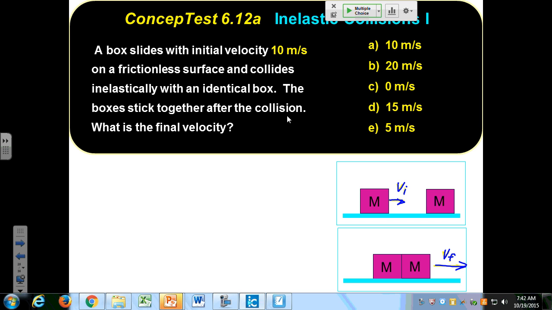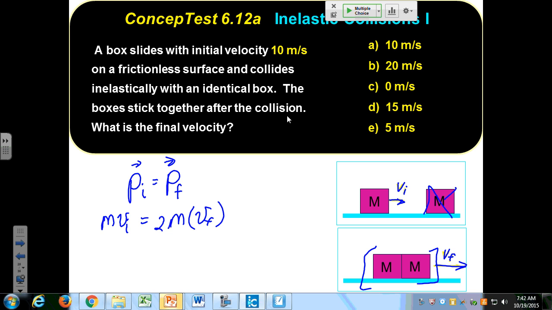But you say that the initial momentum equals the final momentum. The initial momentum is m times vi. I'm not going to include this one because it has a momentum of 0. And the final momentum will be 2m times vf, just because now I have both of these moving, so I just say m plus m, which is 2m. I can get rid of my m's here, and so vi is twice vf. That means vf is going to be half of vi. So vi was 10, so now vf is 5.